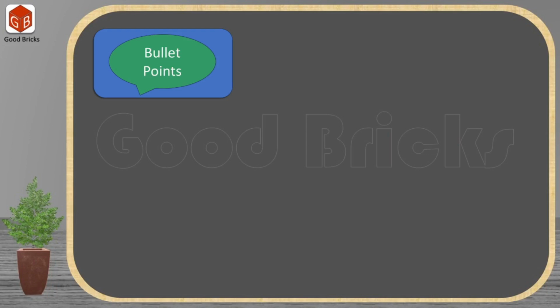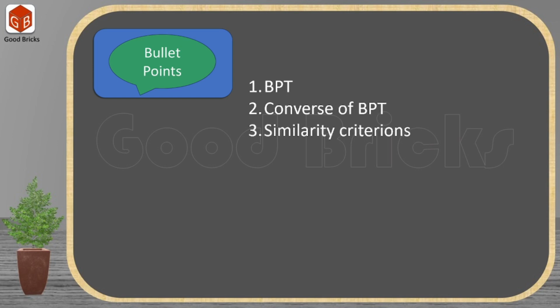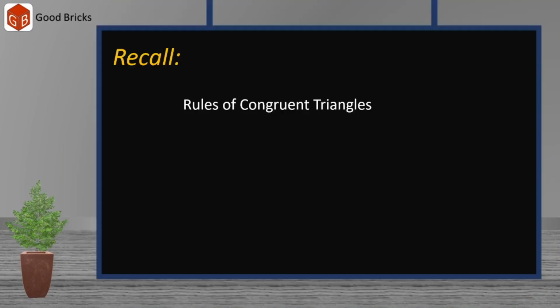In this introduction video, we are going to discuss bullet points or key concepts of this chapter, Triangles. What are they? Basic proportionality theorem, converse of basic proportionality theorem, similarity criterions. You have AAA, AA, SSS, SAS, RHS. These are the similarity criterions we are going to discuss in this introduction video.